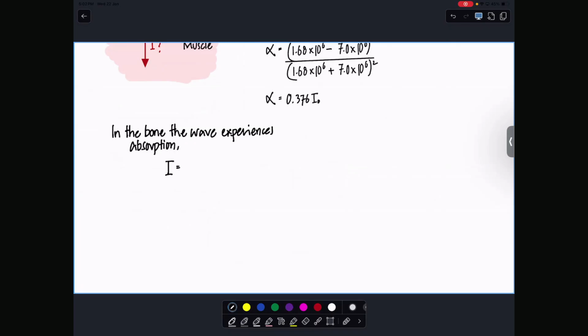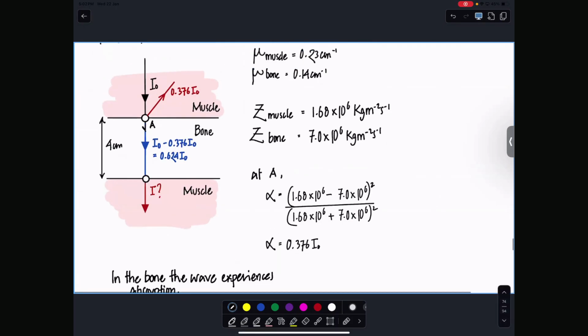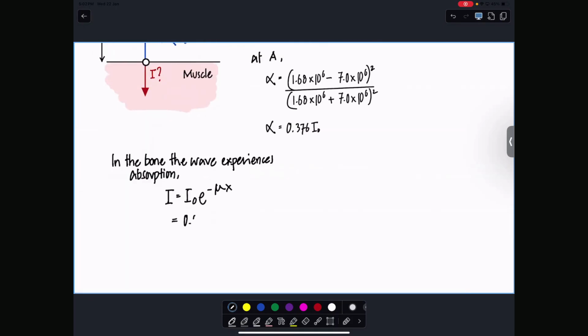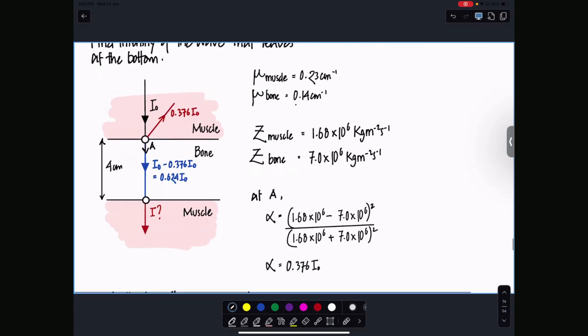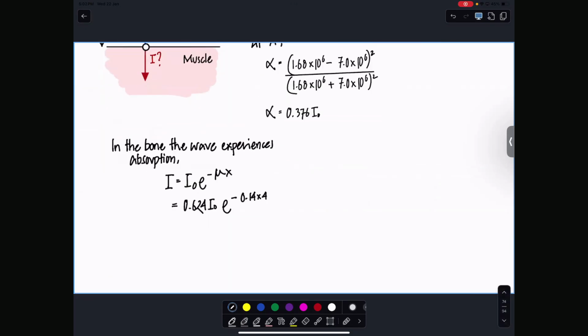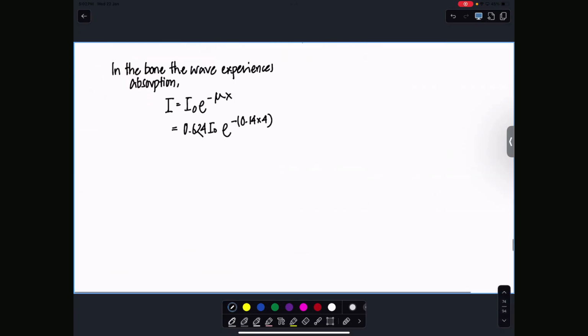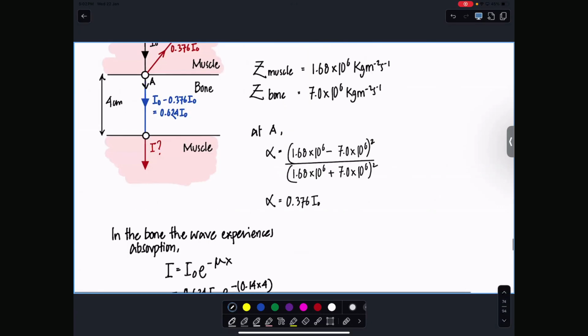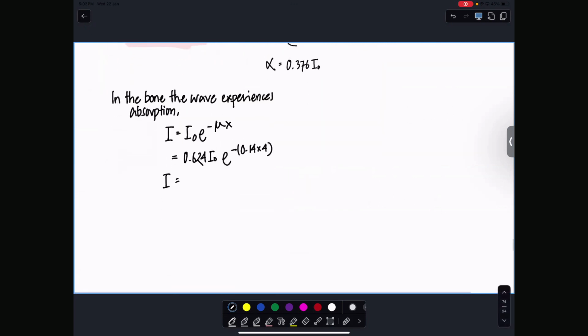I equals to I naught e to the power minus mu x. What is my I naught that enters this bone here at the top? 0.624 into e to the power minus, what's the mu for the bone? 0.14 into what distance does it travel through the bone? 4. And once you do this, you will find the intensity that reaches where? At the bottom, correct. So কত আসে এটা? 0.356 I naught. এটা বের করছো তোমরা? এরপরে যে হবে ওটা করোনি?